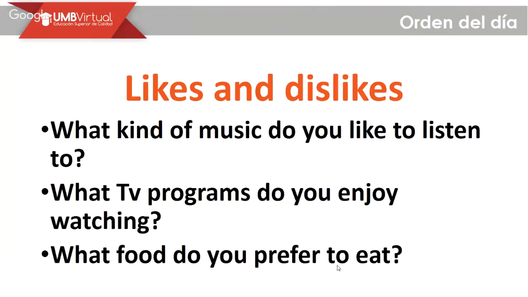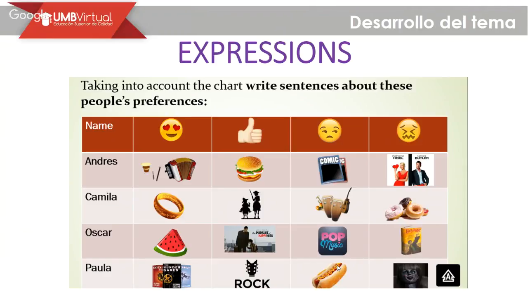What type of programs do you enjoy watching? So we can think about a lot of programs. For example, you can say I like to watch competition programs or TV shows pretty much. What food do you prefer to eat? Right, I prefer to eat junk food or desserts. It depends according to your likes, expressions.